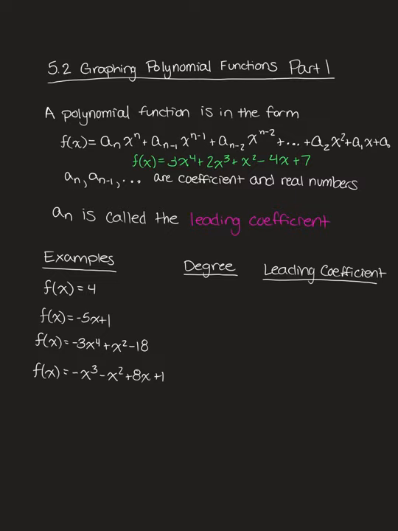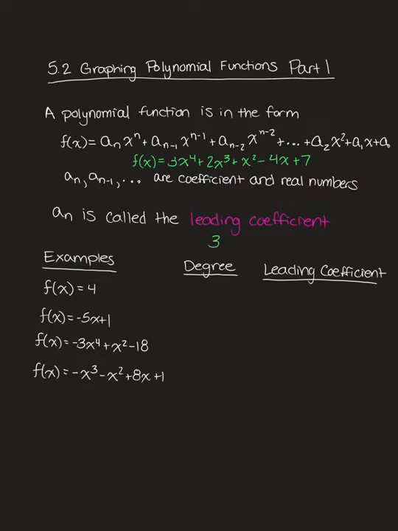And so all of the numbers in front of the x's, those are your coefficients, and they should be real numbers. The first term, in this case, it would be 3x to the fourth. That's your leading term. The coefficient is called the leading coefficient. So in this case, our leading coefficient would be 3.